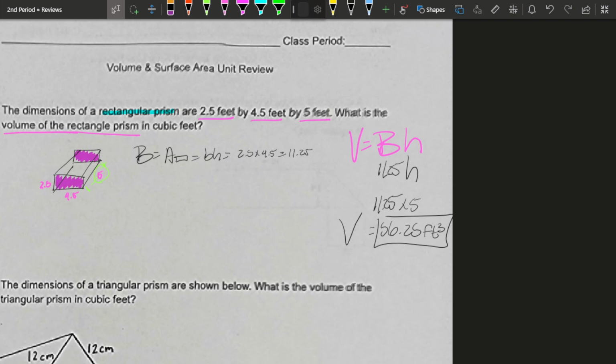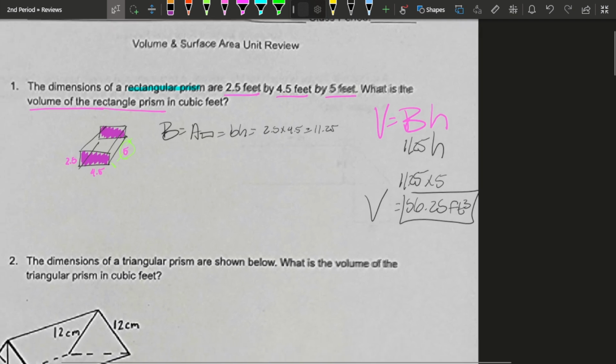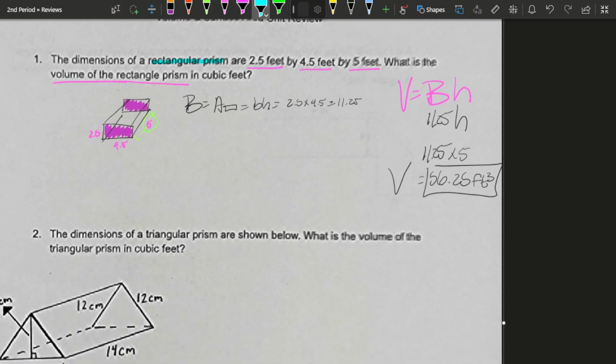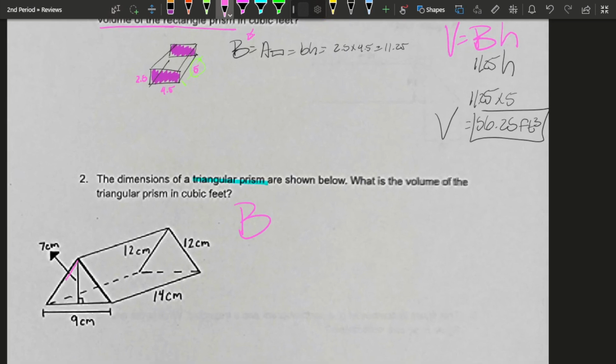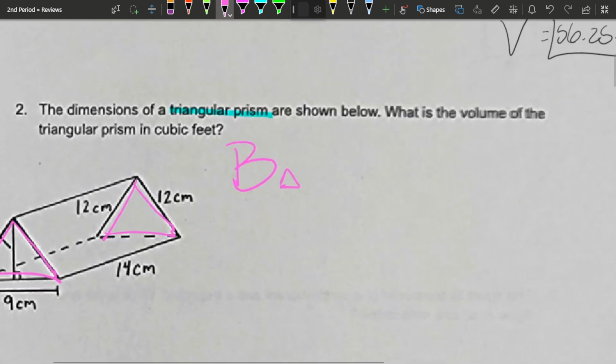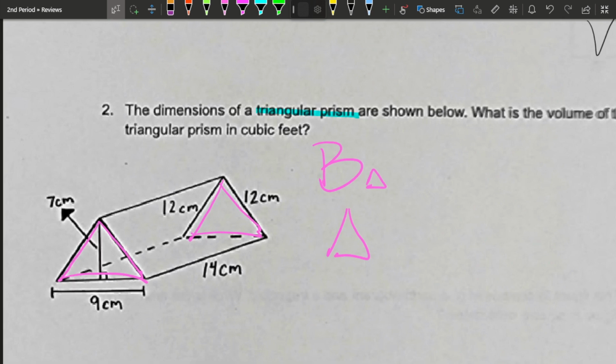And we're going to use that same formula for question number 2. And question number 2 is, in this case, not a rectangular prism, but a triangular prism. The formula is the same. The only thing that changes is going to be big B, because in this case, big B is going to be the area of the base, which in this case is shaped like a what? Triangle. So we're going to have to find the area of a triangle. So we're going to draw the triangle on the side and we're going to label it.